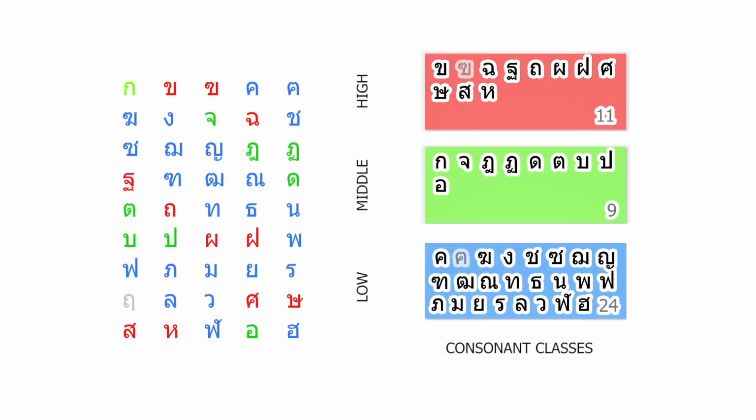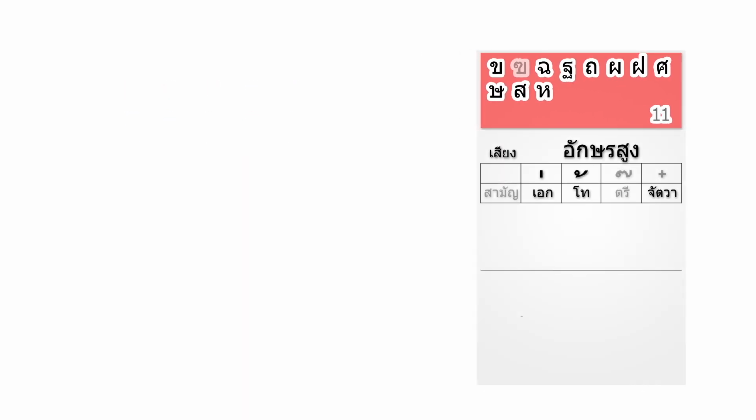Let's talk about the second class, the high class, and its tone rules. Starting with the first word, we have a falling tone. "Pa", indicated with mai tho. Another word with mai tho and therefore falling tone is "kam".